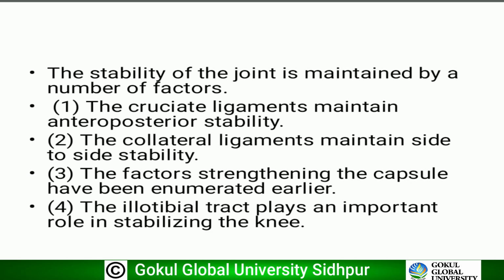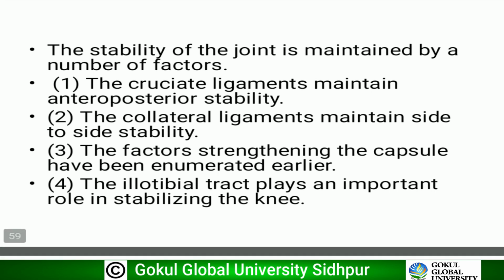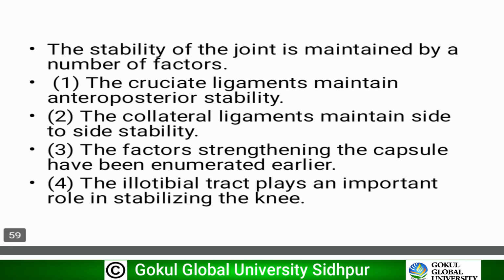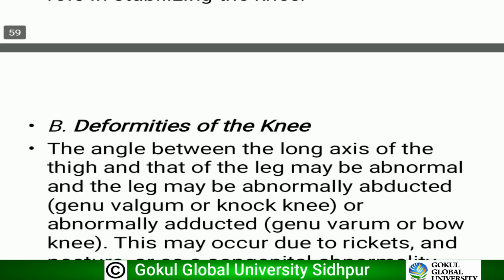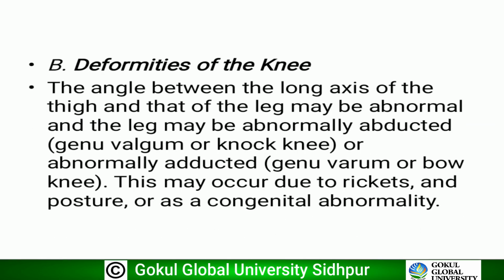The stability of the joint is maintained by a number of factors. Cruciate ligaments maintain anteroposterior stability. The collateral ligaments maintain side-to-side stability. The factors strengthening the capsule have been enumerated earlier, that we have discussed. The iliotibial tract plays an important role in stabilizing the knee. Now we will discuss deformities of the knee.